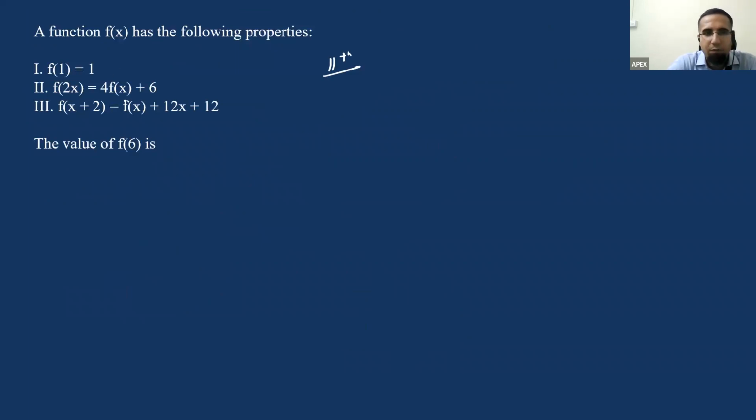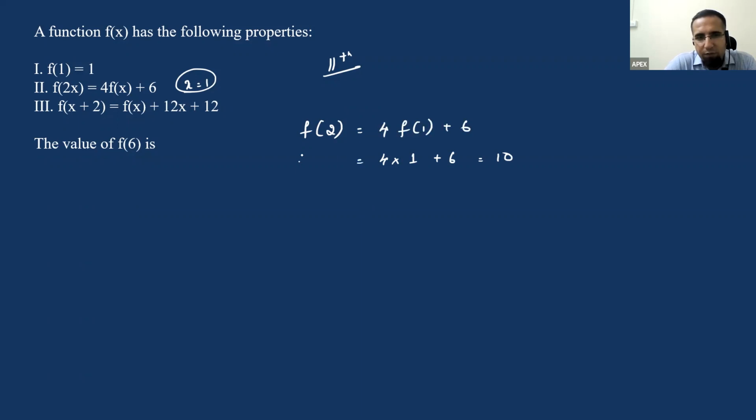Let's go ahead. If f of 1 is given, let's apply x is equal to 1 here. So what do I get? I get f of 2 into 1, that is 2, is equal to 4 times f of 1 plus 6. Now 4 times f of 1 becomes 4 into 1 plus 6, which is equal to 10. Clear? So this is giving me f of 2.